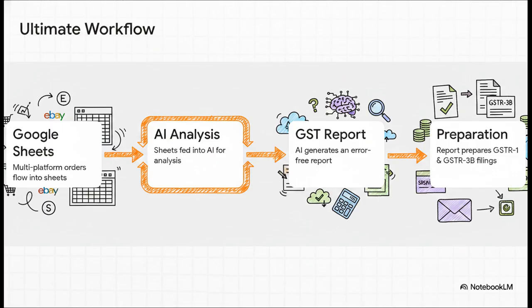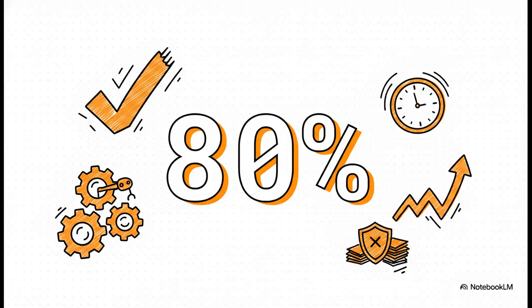Step 1, your multi-platform orders automatically flow right into Google Sheets. Step 2, that Google Sheet is continuously fed directly into your AI for instant analysis and reconciliation. Step 3, the AI goes to work and generates a pristine, error-free GST report. And Step 4, that GST report flawlessly prepares your GSTR-1 and GSTR-3B filings. It's just that simple.